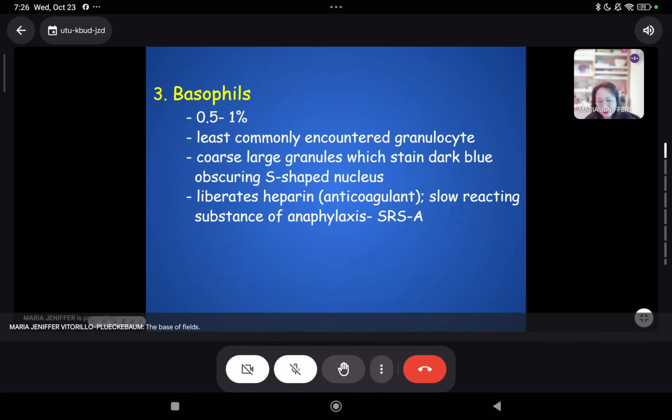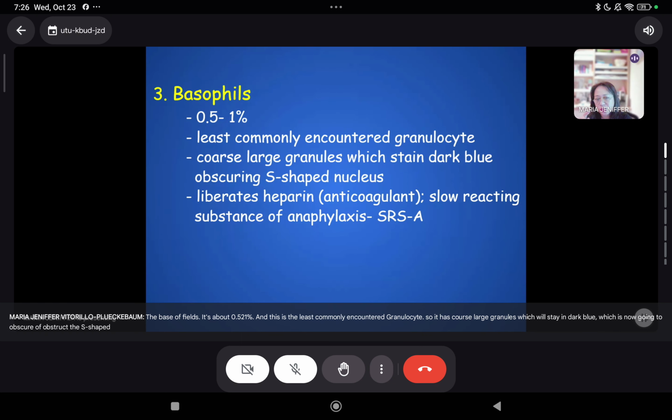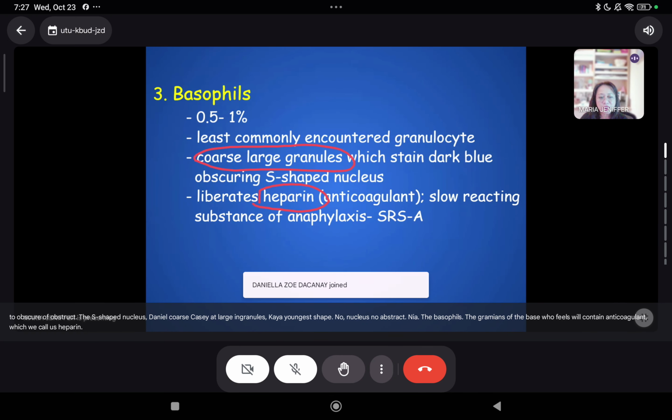The basophils are about 0.5 to 1%, and this is the least commonly encountered granulocyte. It has coarse, large granules which stain dark blue, which obscure the S-shaped nucleus. Because the granules are coarse and large, they obstruct the S-shaped nucleus. The granules of the basophils contain an anticoagulant called heparin, so it liberates heparin.